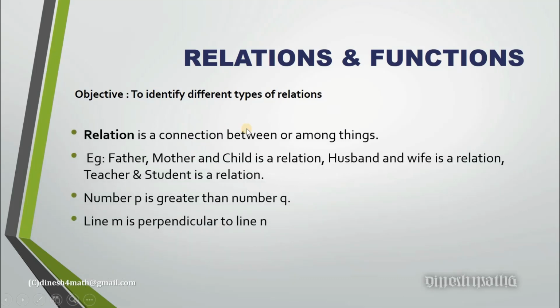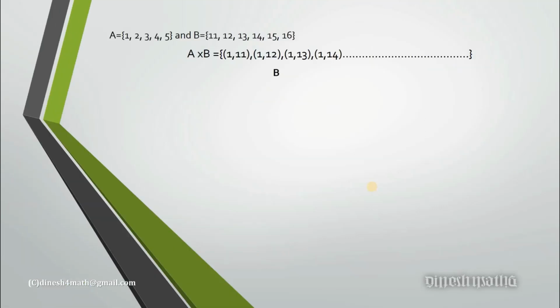So relation is nothing but a connection between or among things. As I said, there can be a relation between any two quantities: a number p is greater than a number q, or a line is parallel or perpendicular to another line. So every relation has a pattern or property. Now we are going to see the fundamentals related to the topic of relations.